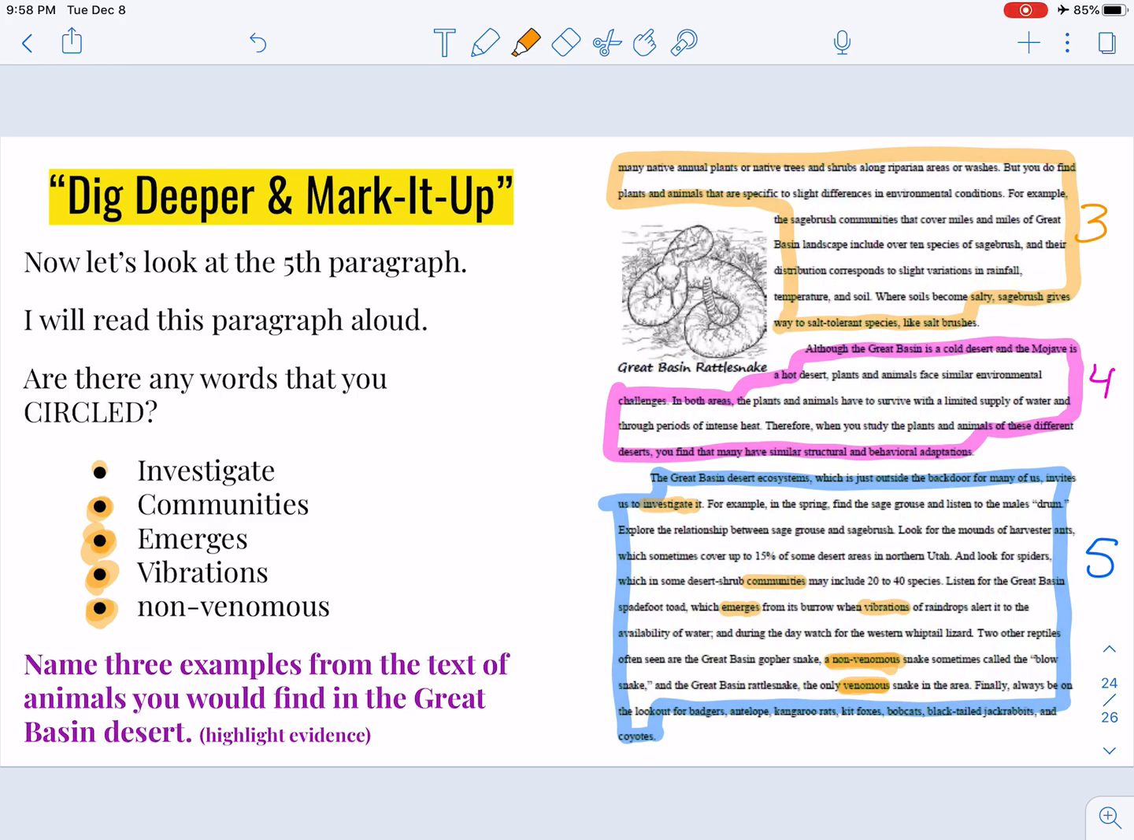Now, I want you to look through the last few pieces of this article, this section right here, specifically this paragraph. I want you to find 3 examples from the text of animals that you would find in this Great Basin desert.